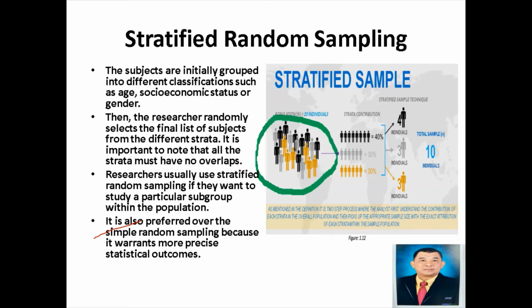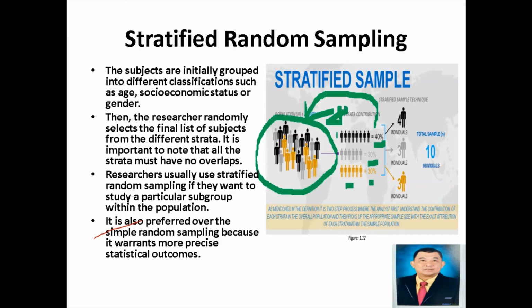contribution. Let's say, for example, here, these black individuals, there is 40%. The gray ones, 30%, and the yellow ones is 30%. So, 40% of 20 gives you 8.